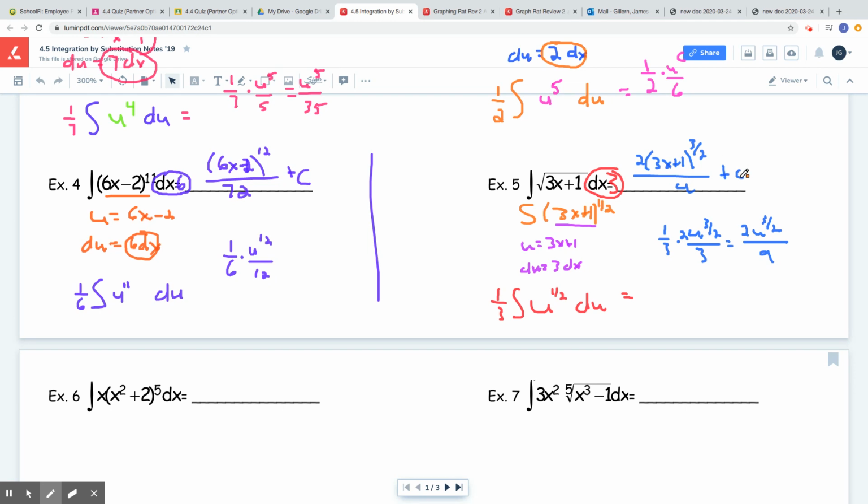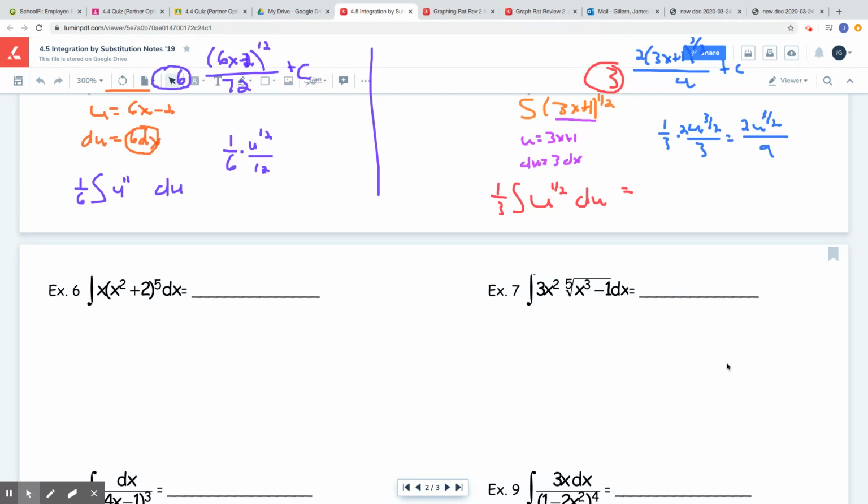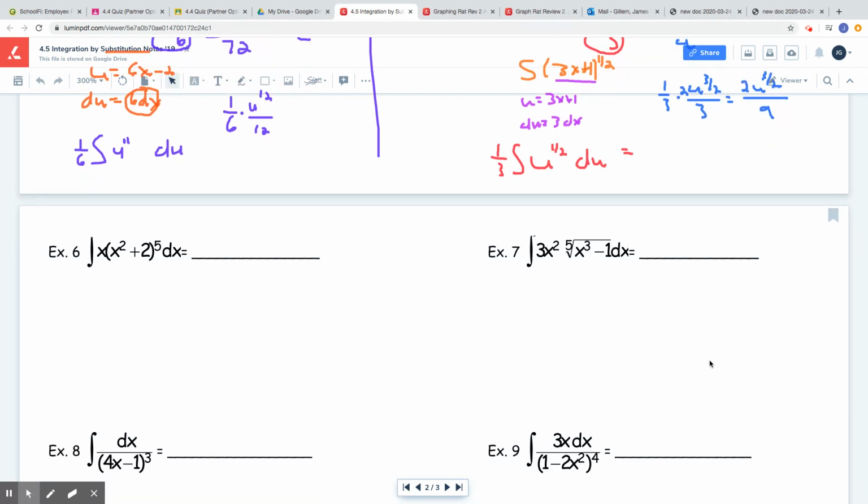All right. Now, last one. We're going to skip 6. I'll start with 6 the next lesson as a review. But I want to show you number 7. Okay. So we got the integral of 3x squared, fifth root of x cubed minus 1.